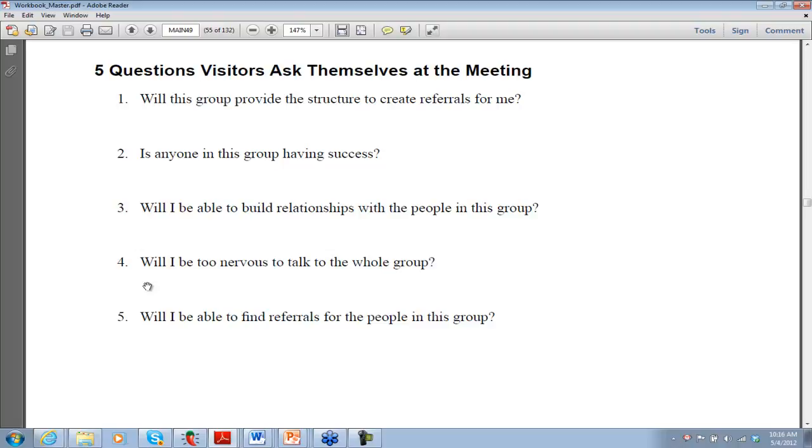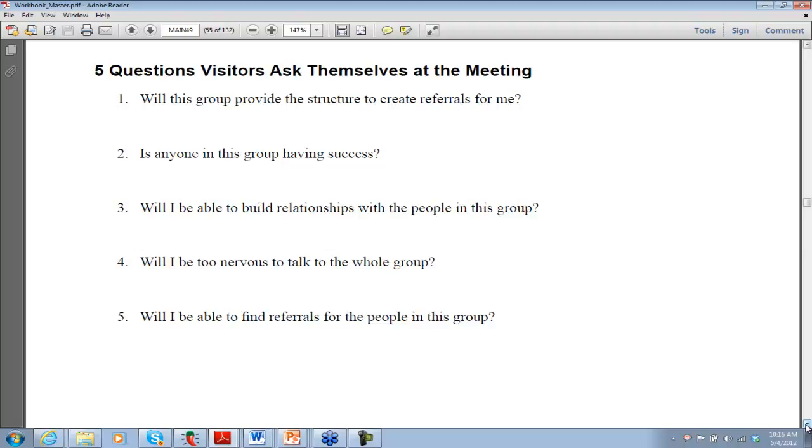Because when it comes to the third question, will I be able to build relationships with the people in the group, your ability to address number 4 is going to go a long way. I always try to make it a point with visitors to let them know what to expect when it comes to standing up and helping them focus on keeping it short and sweet and not necessarily talking to the group about your background and everything else, but focus on what you're looking for so we can find it for you. Okay, so that's number 4.